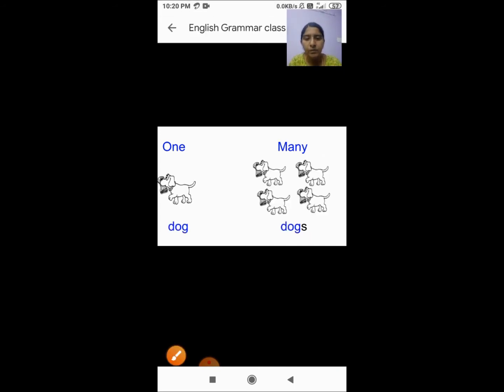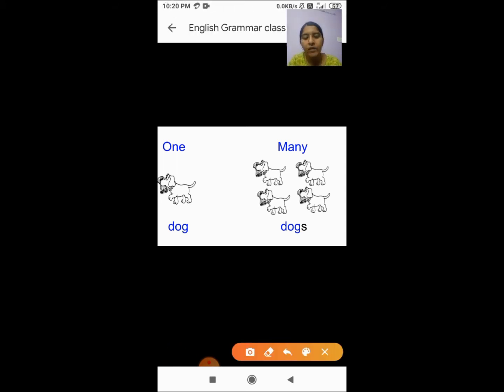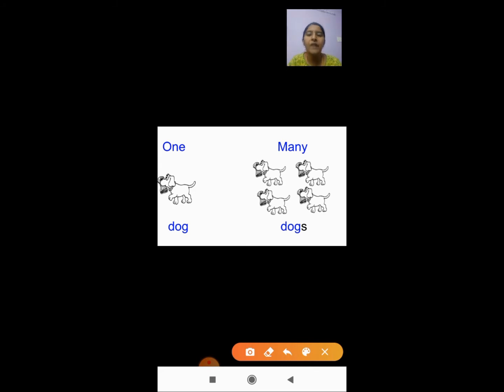The next example, again we can see how many dogs there are. First we have one dog. Here we have one dog in the first one. Here how many dogs are there? 1, 2, 3 and 4. So we have 4 and we are putting an s here. I have underlined dog, D-O-G, dog, one dog. Here many dogs. We are adding s. When you add s, it is plural. One and many.